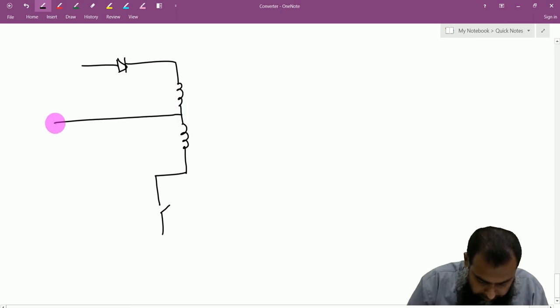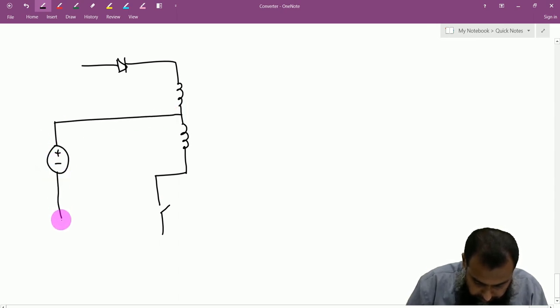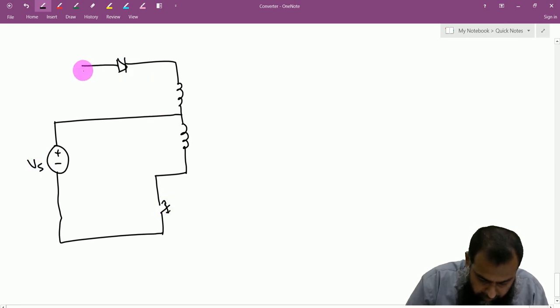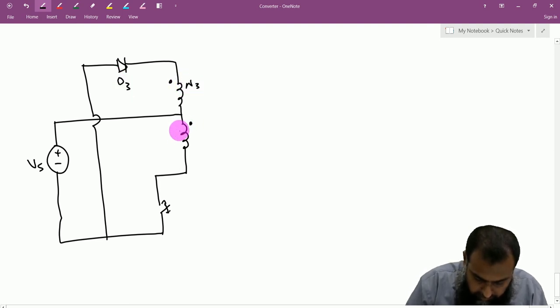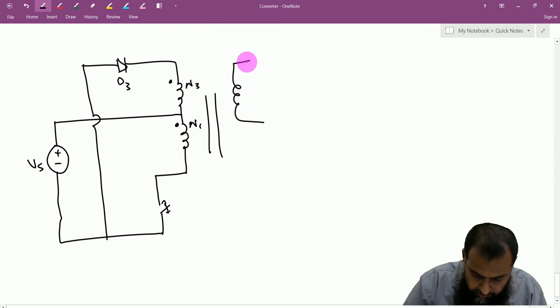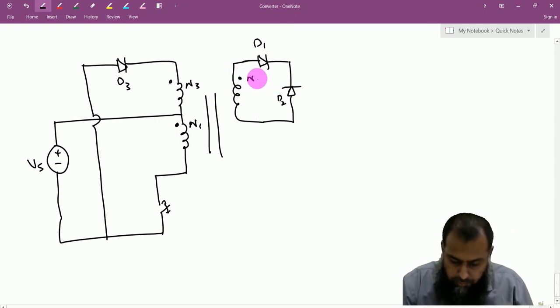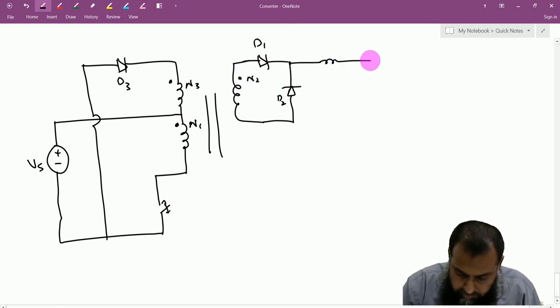So here we have the Vs, this is the switch, this is the diode D3, this is N3, this is N1, and on the secondary side we have this is D1, this is D2, and let us say this is N2, and here we have the inductance, the capacitance, and the resistance.